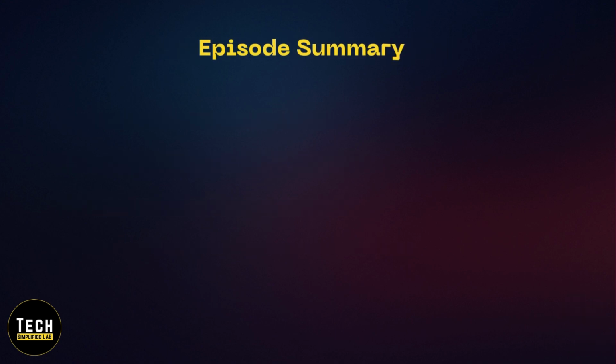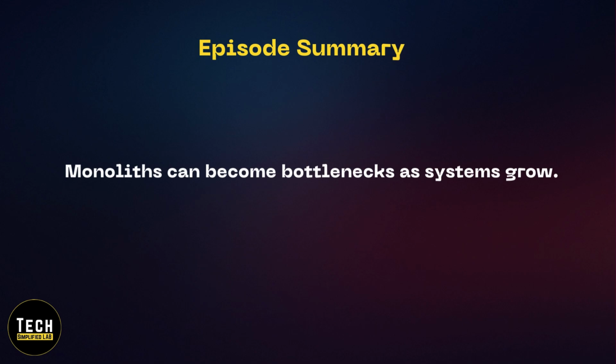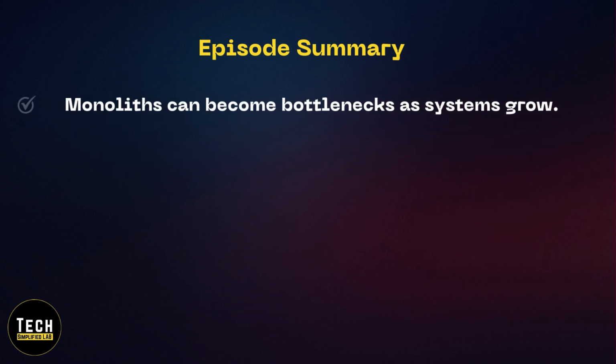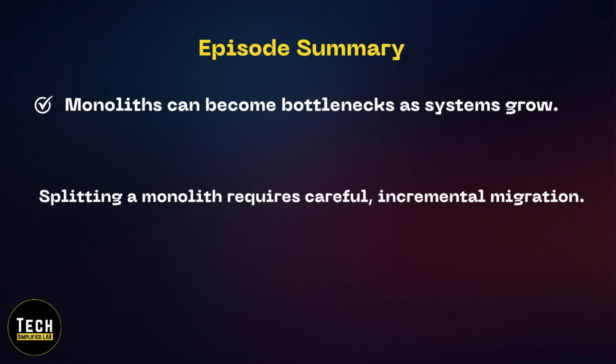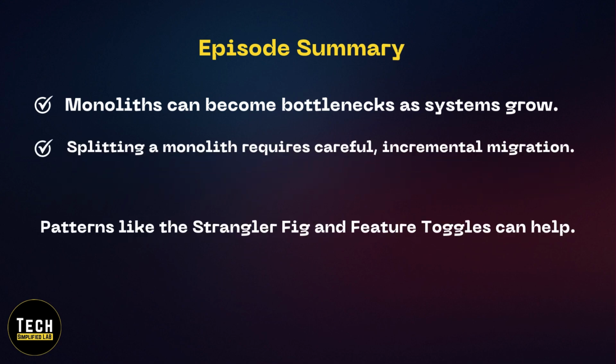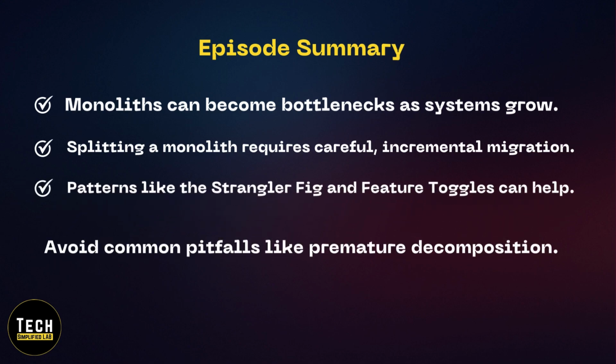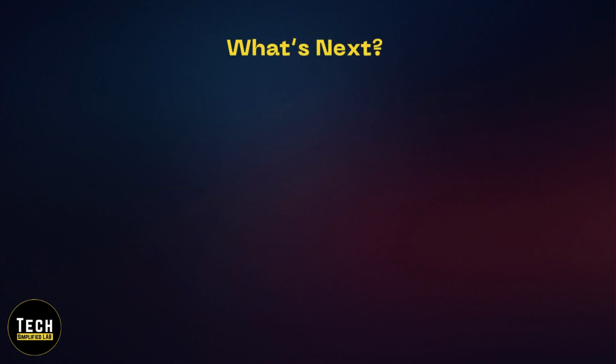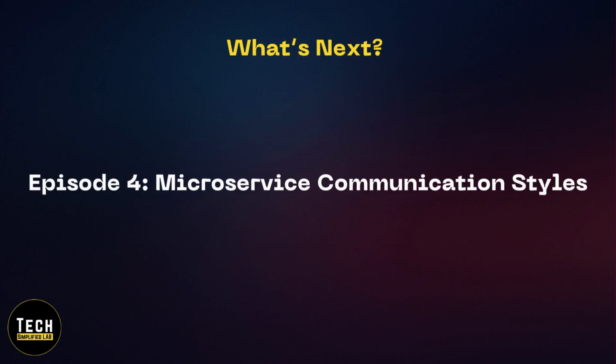To summarize, while monoliths can be efficient for small systems, they often become bottlenecks as systems grow. Splitting a monolith requires careful planning and incremental migration. Patterns like Strangler Fig and feature toggles can make the process smoother, and avoiding common pitfalls will save you a lot of headaches. In the next episode, we'll explore how microservices communicate with each other.